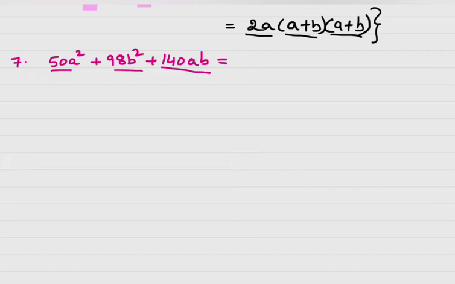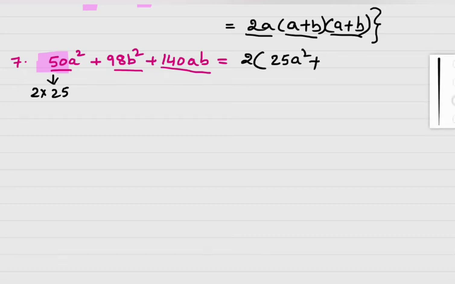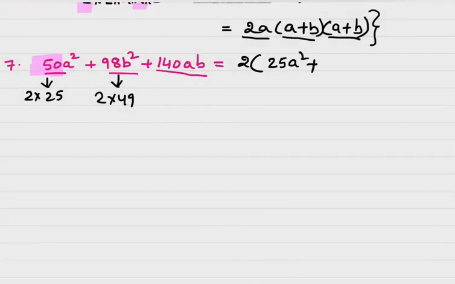There is nothing to take out common from your literal variables. But from numerical coefficients you have to take out 2 common, because all the 3 are what? All the 3 are even numbers. So now you can take out 2 common. So if you take out 2 common from 50, what will be left here? Since 50 is equal to 2 into 25, only 25 will be left inside along with a square. Plus, now from 98, if you take out 2 common, it will become 2 into 49. So 49 will be left inside. So you will have 49b square in your second term.